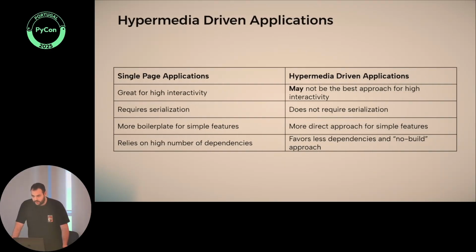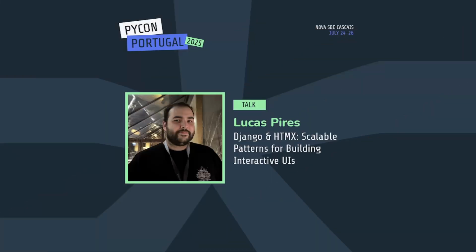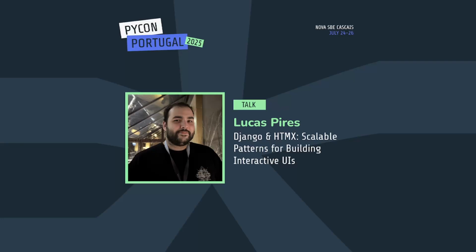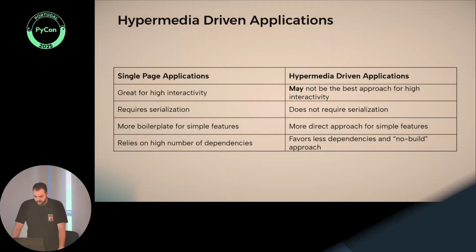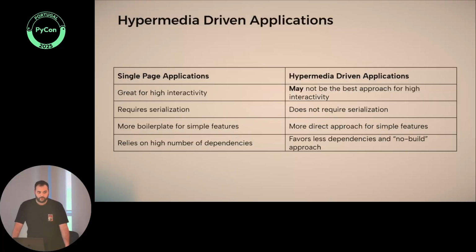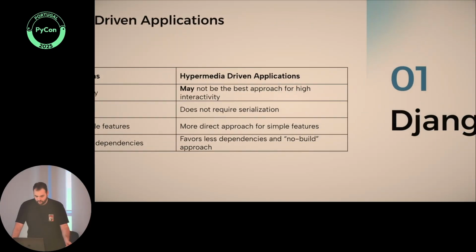At the same time, SPAs require serialization. They are good for high interactivity, but they require a lot more boilerplate and usually rely on a high number of dependencies. While an HDA may or may not work for high interactivity, it doesn't require serialization because you're using Django templates, as a more direct approach for simple features, especially things like CRUD, and favors fewer dependencies and even no build step, if you're a fan of that approach.